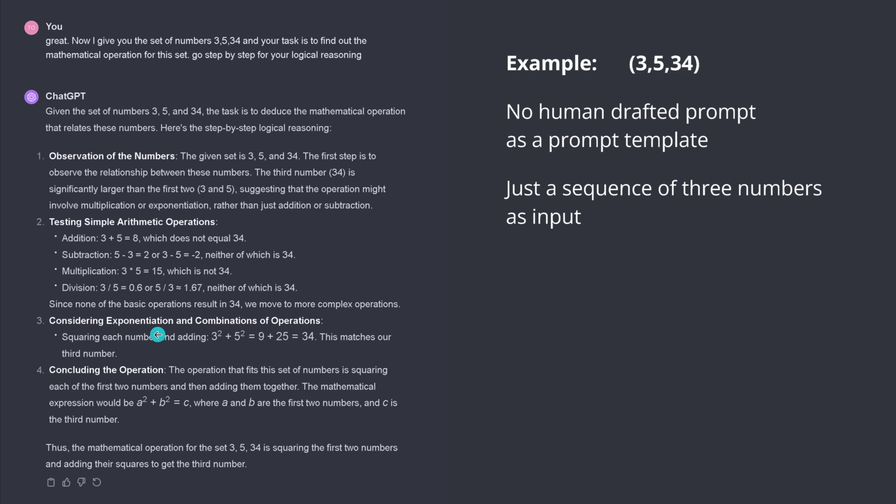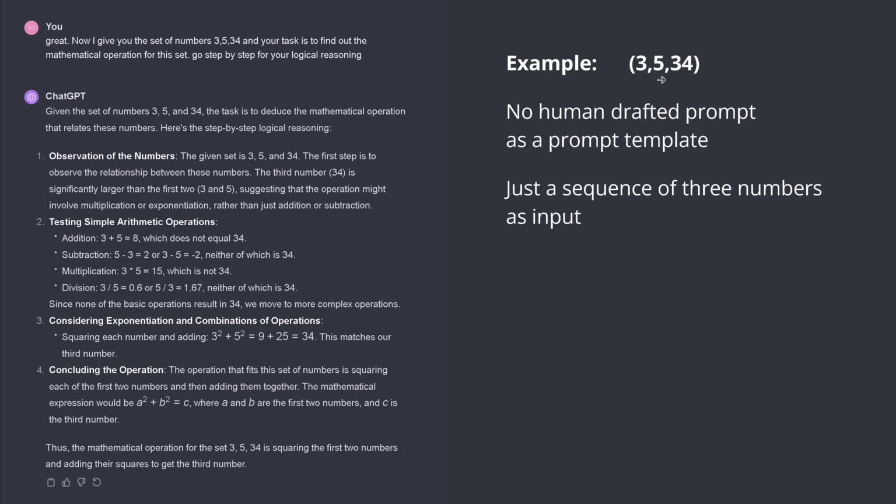Then it's considering exponentiation and combination of the operation. And hey, what a coincidence, huh? This is what works. And then it says, hey, concluding the operation, we found that the mathematical expression would be a squared plus b squared equals c. And this is here the mathematical formula, the reasoning. And I just give it this input, no label, no nothing. And it found here the mathematical operation for this expression.